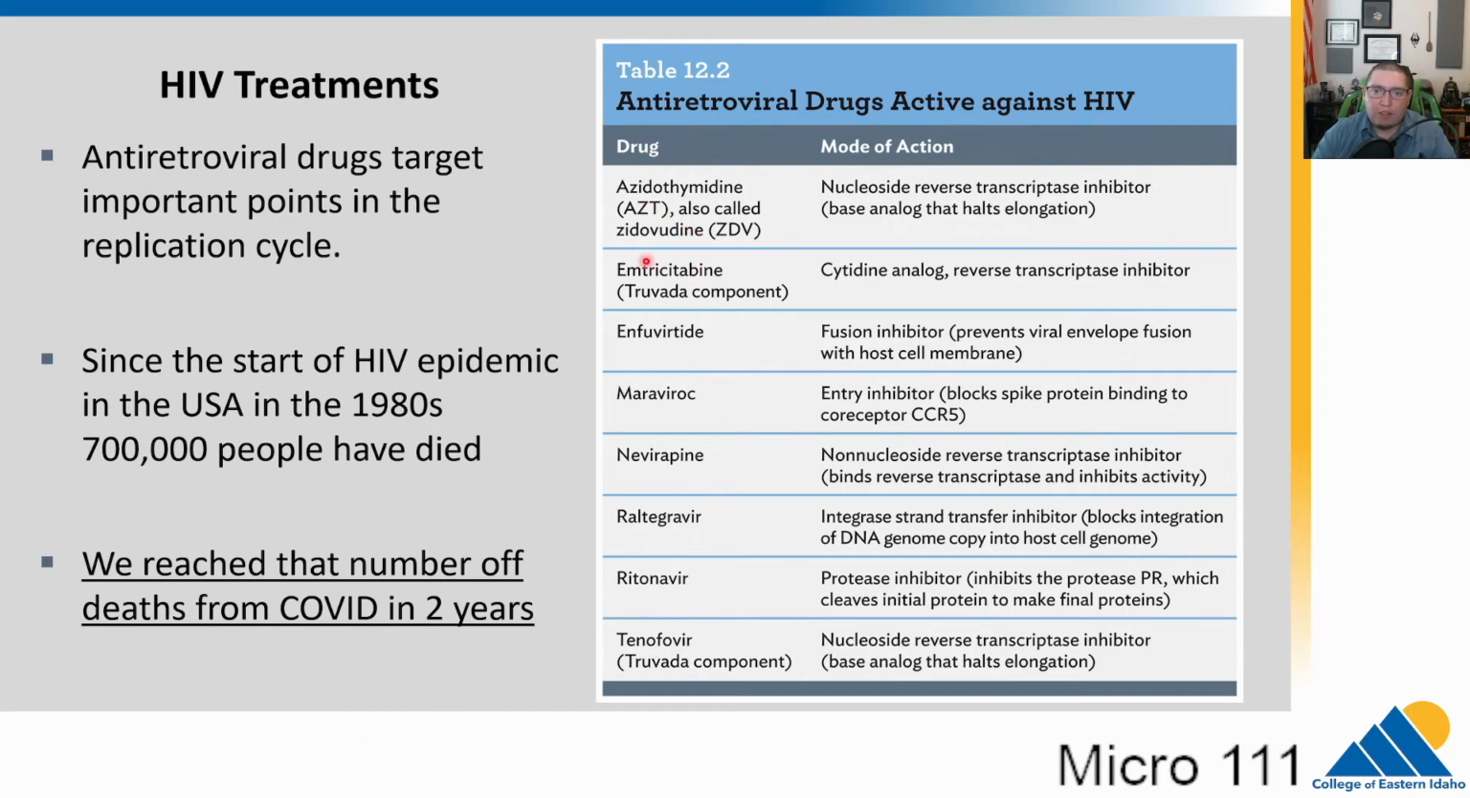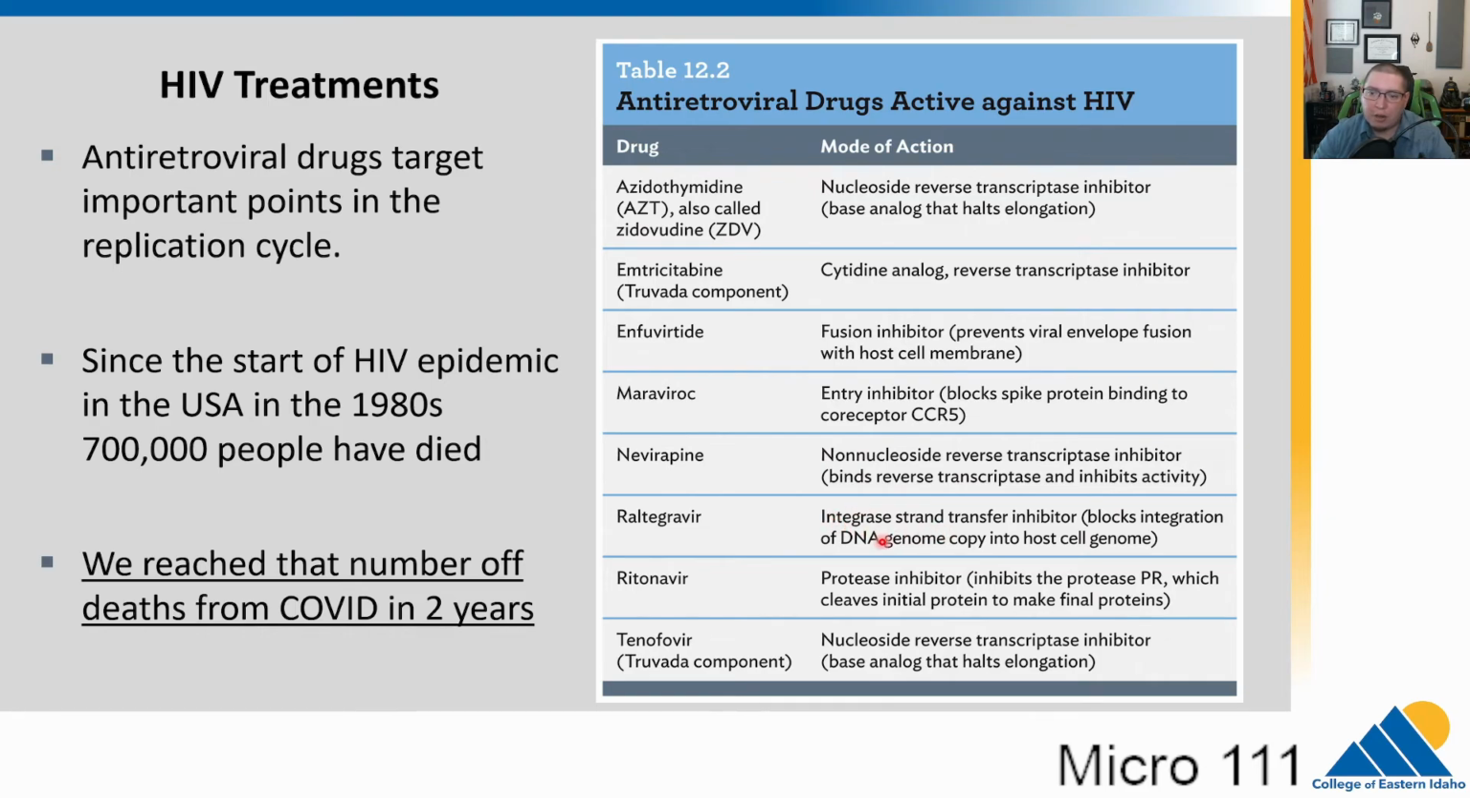We have several drugs here. We'll talk about AZT. That was our first drug for it. It's a nucleoside. It's a base analog, basically. It halts elongation. We have several of those. Fusion inhibitors, preventing the viral fusion from occurring, blocking the spike protein from binding to co-receptor CCR5. Binding to reverse transcriptase and inhibiting that. Most of our cells don't undergo reverse transcription, so we can block that.